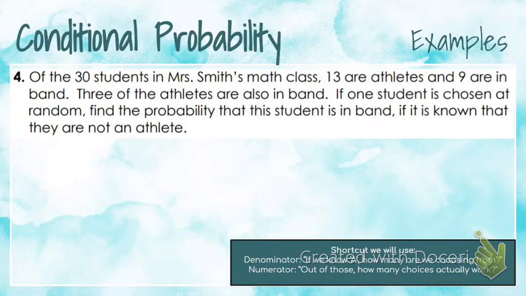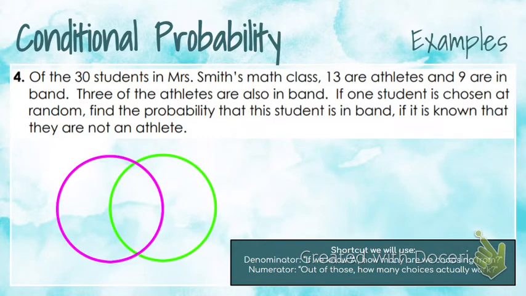Number 4, of the 30 students in Mr. Smith's math class, 13 are athletes and 9 are in band. 3 of the athletes are also in band. If one student is chosen at random, find the probability that this student is in band if it is known that they are not an athlete. So once again, we will do a Venn diagram. We always start with the both.